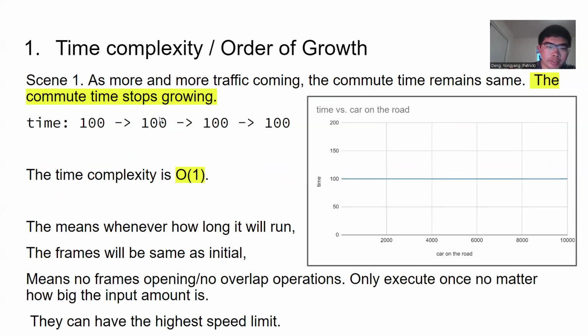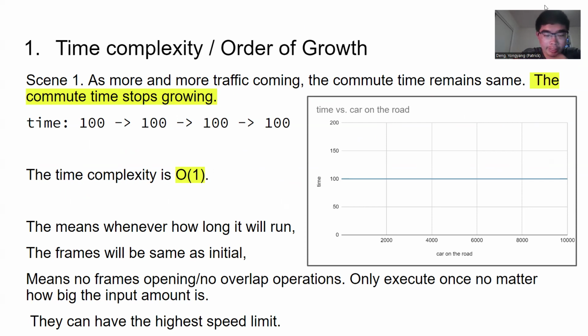Okay, scene one. This is the first type of time complexity. As more and more traffic comes, the commute time will remain the same, and the commute time will stop growing. This applies to all kinds of input, whether small or big. Suppose I input 1, 100, 1,000, 1,000,000, 1,000,000,000. The commute time will still remain the same. The commute time will not change. So the time is 100, 100, 100, 100.